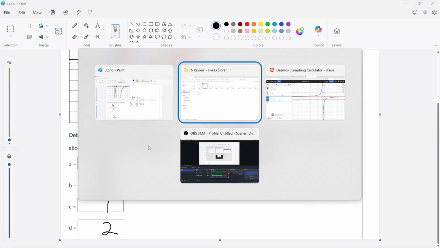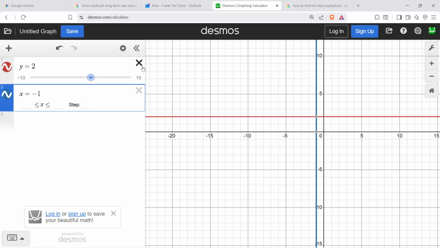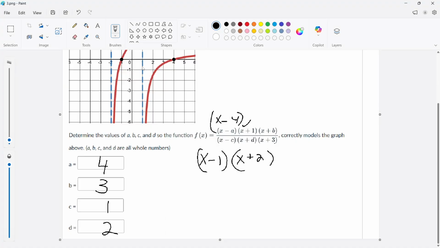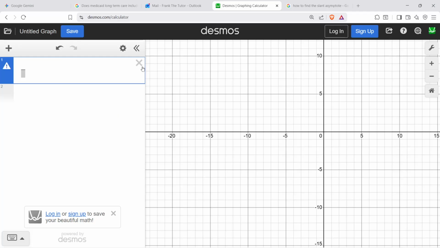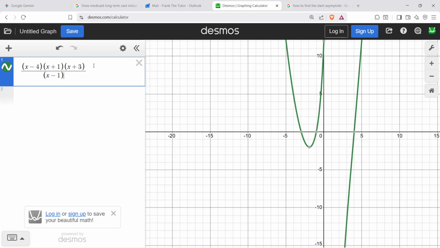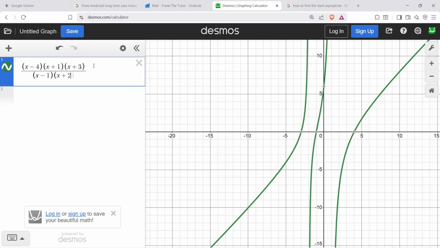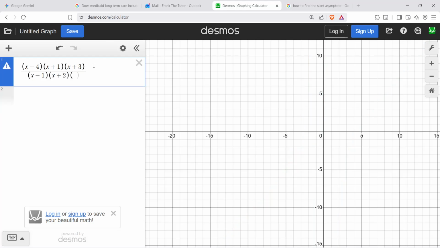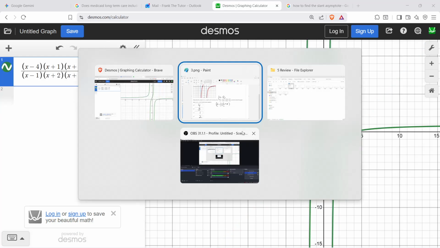So let me just put this into Desmos just to prove it. You always want me to prove it. If you're at home doing homework, prove it. x minus 4. On the test, probably no calculator test. x plus 1, x plus 3. But when you're trying to work it at home, do your best. x minus 1 to double check and make sure you're right. x plus 2, x plus 3.